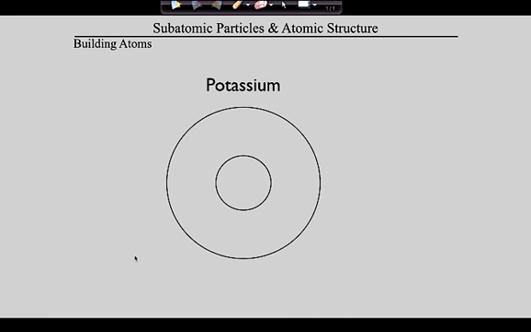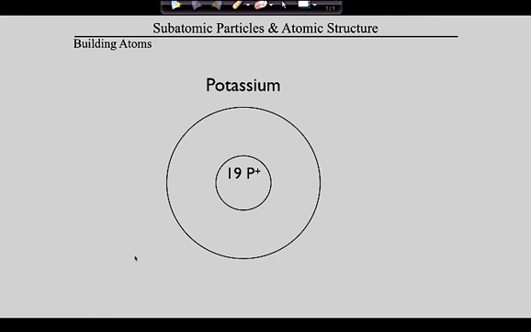So guys, find potassium on your periodic table. It's the 4th one down in the left-hand column. Its abbreviation is K. And here's what we're going to do. We're going to figure out how many protons, neutrons, and electrons are in a potassium atom. So guys, let's do protons first. How many protons are in potassium? 19. How do you know? It's the atomic number. So guys, there's 19 protons in the nucleus of a potassium atom.